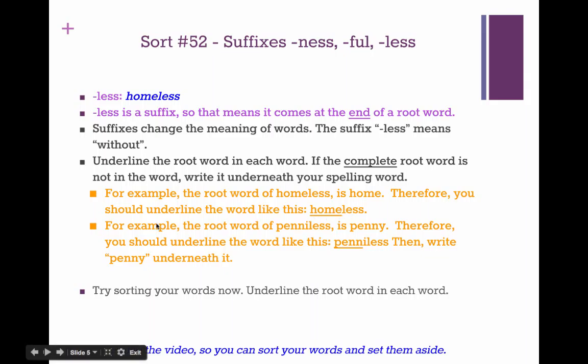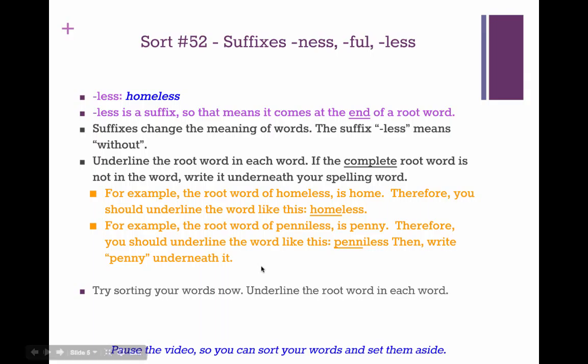You would underline home. Now, for example, the root word of penniless is penny. Therefore, you should underline the word like this. You would underline P-E-N-N, and then leave the I, the L, the E, the S, and the S alone. Then you would write penny underneath it. And that's again following that rule about the Y at the end with the consonant.